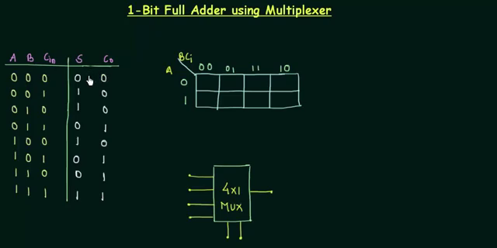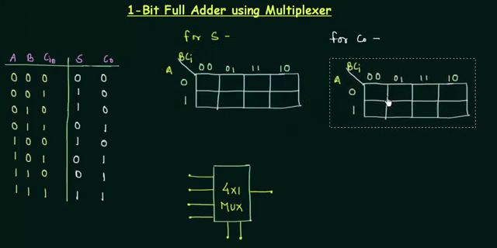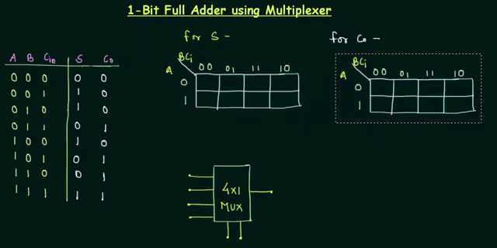So what I need is another K map. This K map is, let's say, for sum. Now I want another K map for the carry output. So I will copy this, and then paste, and we have an 8-cell K map, a separate 8-cell K map for the carry output.